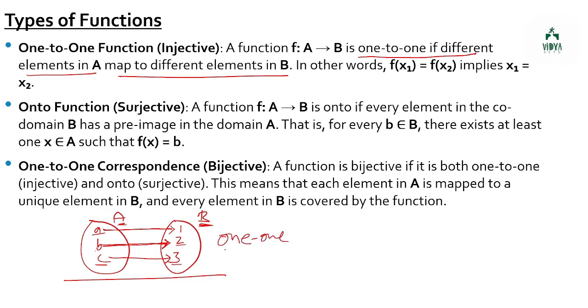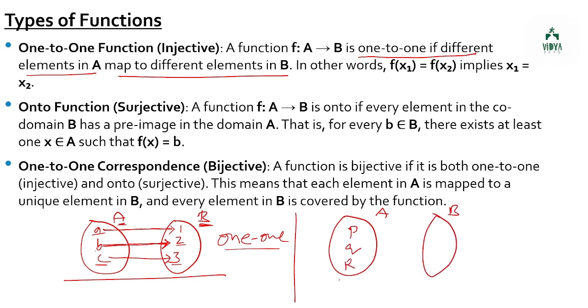Okay. Sir, now what is onto? Let's see. Set A as P, Q, R. Okay. Set B, domain and codomain. This is the domain, this is the codomain. Now I'll take minus 9, minus 12, minus 6. Whichever you want, you can take. This should be a function.